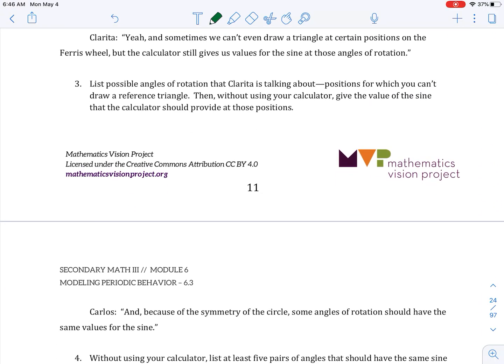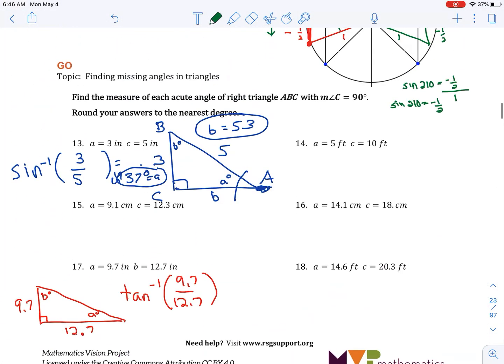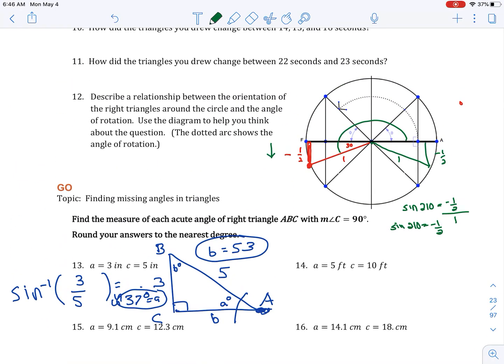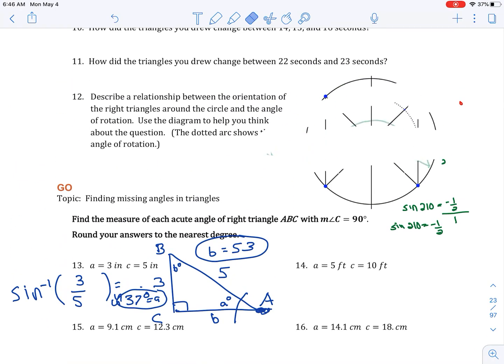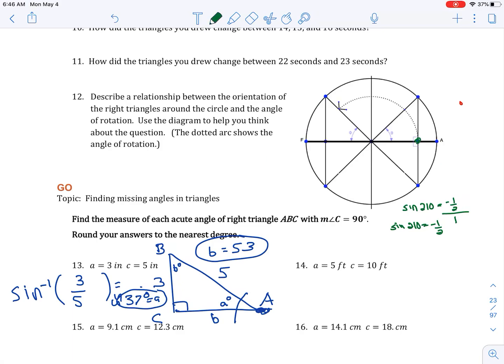Okay, so for number 3, where can't we draw a triangle? Well, we can't draw a triangle when we go here, here, here, and here. Because when I go out here, I have a reference angle, right? When I come down to here, it's just a line. It's just a line. And it's just a line. So those are the positions, but surprisingly enough, it still has a sine value.